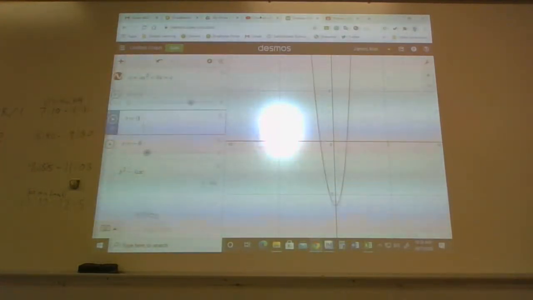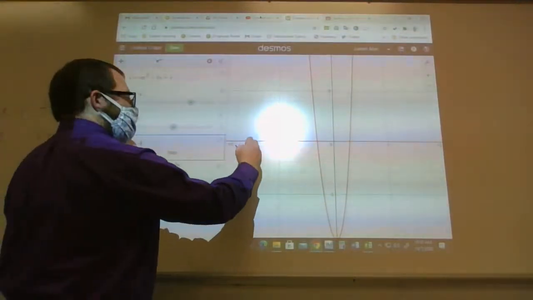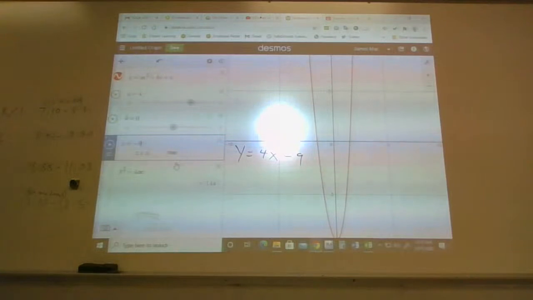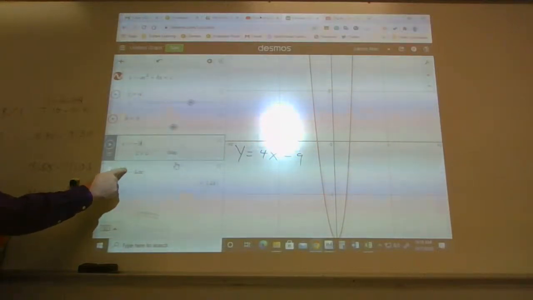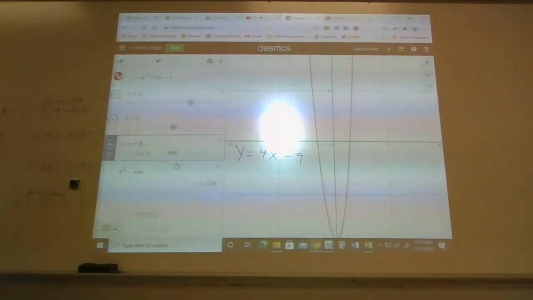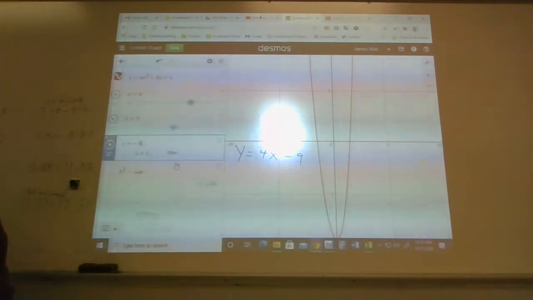4, 0, negative 9. Now this quadratic equation is strange because I made the b value 0. This is the equation y equals 4x squared minus 9. The b value in the middle is gone. It's technically b equals 0. So it'd really be like 0 squared minus 4 times negative 9. Oh my gosh. That can't be a coincidence.